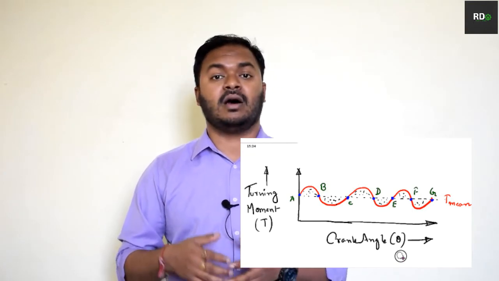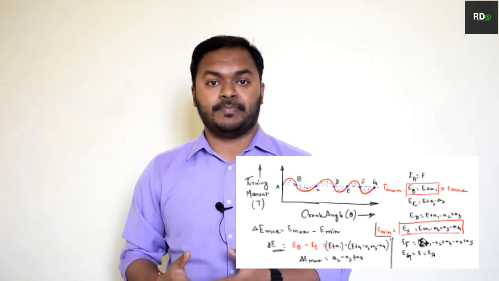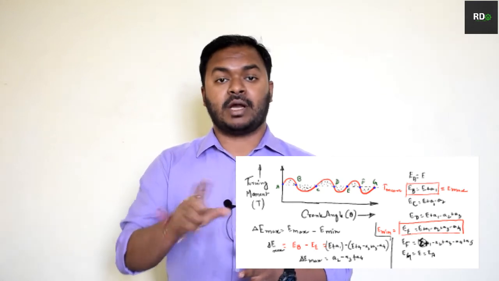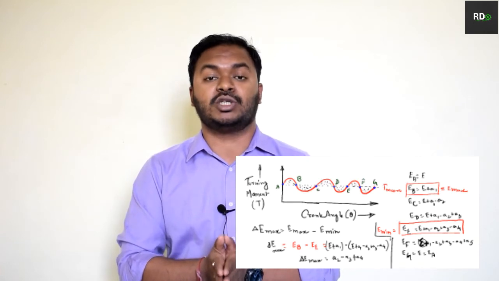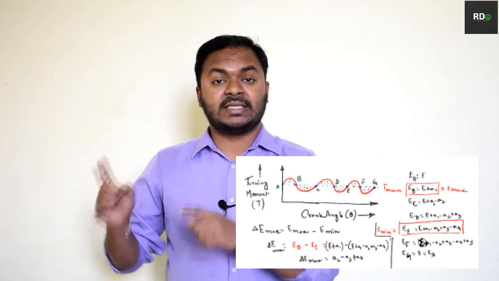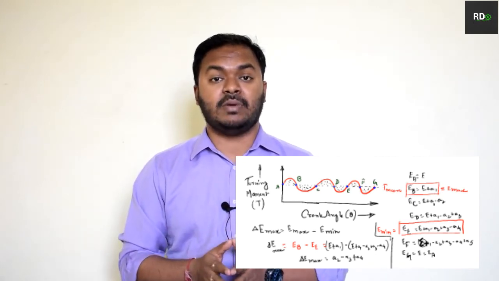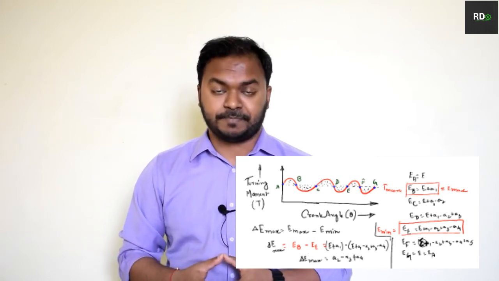So considering the energy at point B, that is EB, as the maximum energy, and the minimum energy at EE, the maximum energy at point B and minimum energy at point E. So if we subtract the energy at point E from point B, it will give us the maximum fluctuation of energy, that is delta E max. So delta E max will be EB minus EE, as you can see on the screen.